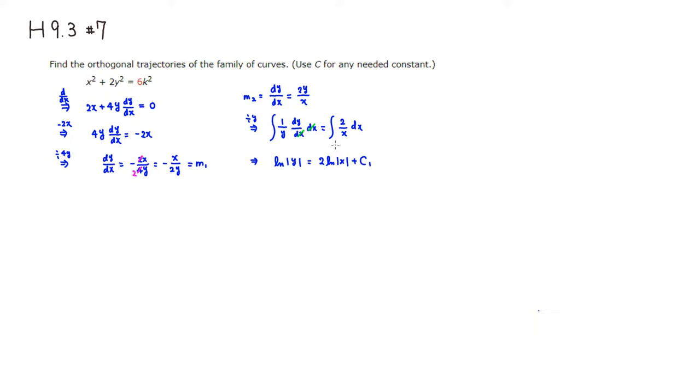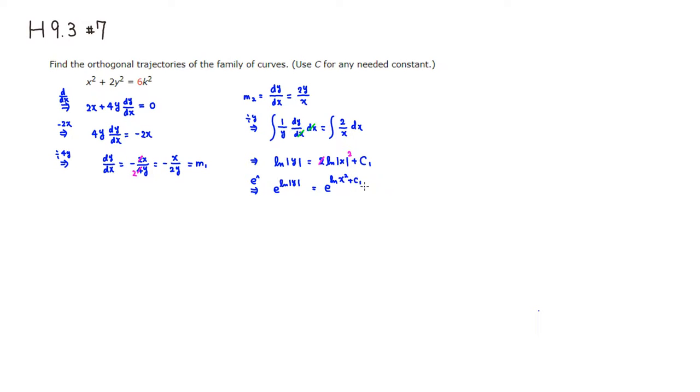Then we want to get rid of the natural log, so I'm going to raise e to both sides. But before we do that, I'm going to move the 2 up here. So we have the natural log of x squared. We don't really need the absolute value because of the square, since it's never negative. So you have plus c1.